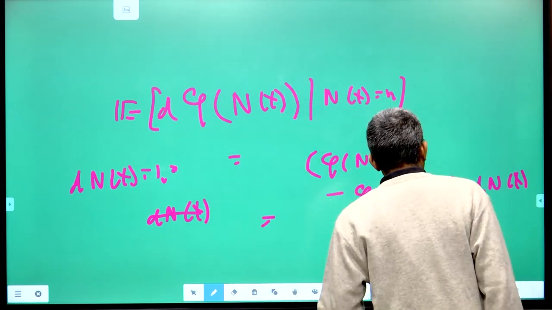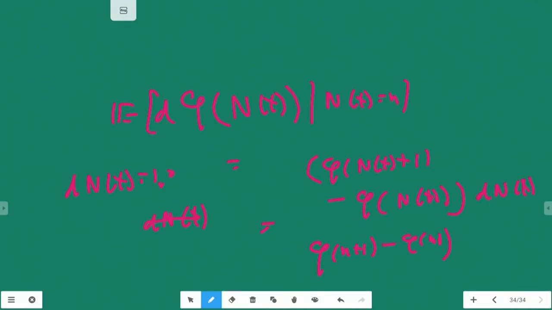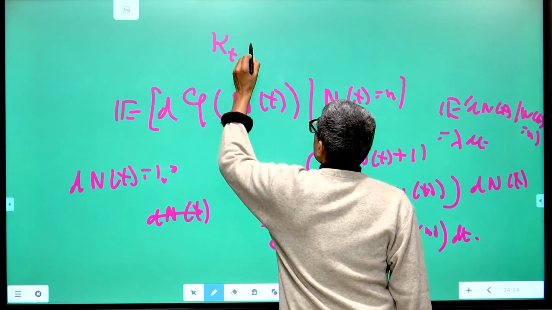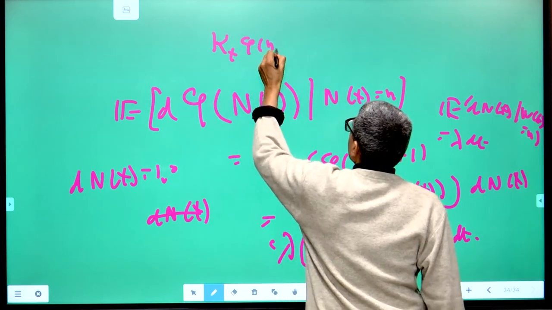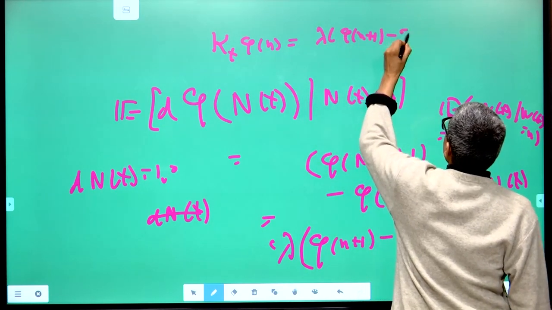This is equal to simply phi of n plus 1 minus phi of n, multiplied by the expected value of dNt given Nt equal to n, which is nothing but lambda dt, where lambda is the rate of the Poisson process. So, this can be written as lambda times this into dt. So, this will become the generator of the Poisson process, namely the generator Kt acting on phi at the point n is simply equal to lambda times phi of n plus 1 minus phi of n.